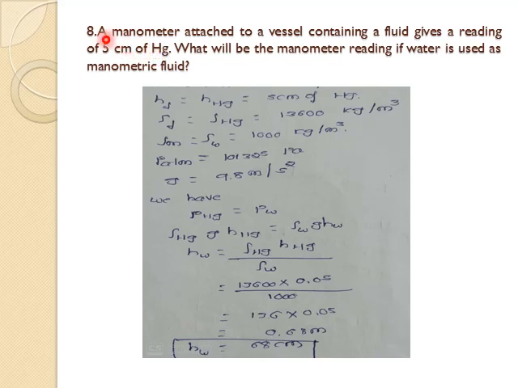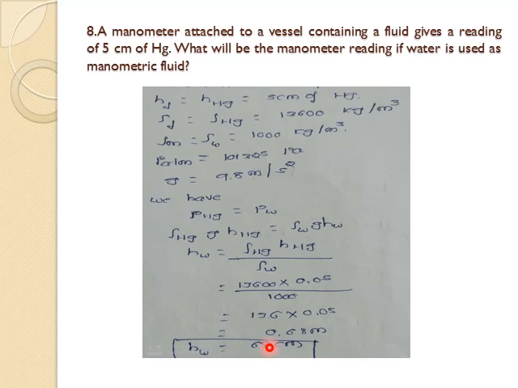If you use mercury, the height of the column is 5 centimeter. Then what will be the height of the water when you use water as manometer fluid? So pressure in both cases is the same, I mean the pressure of the fluid inside the vessel is the same. Pressure when you used mercury equals pressure when you used water. So density of mercury into g into height of the mercury equals density of water into g into height of the water. The only unknown in this formula is the height of the water. So it will be 68 centimeter.